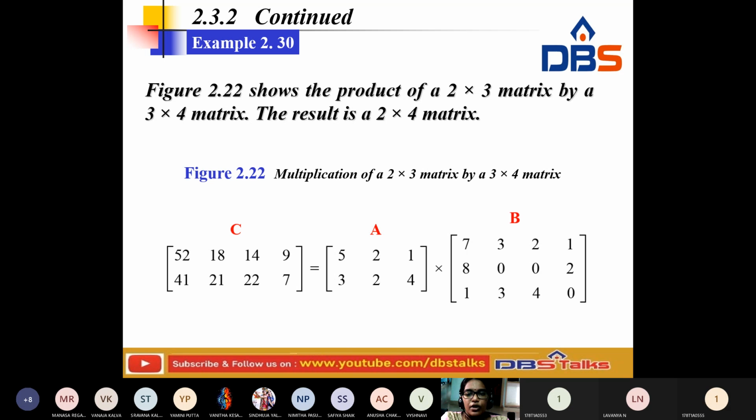Now let us see how we are going to perform the multiplication of this 2 by 3 and 3 by 4 matrix. You have to multiply this row's elements with this column's elements, plus this row's elements with this column's elements, again this row with this column and this row with this column, just like that. Understand how we are going to perform?